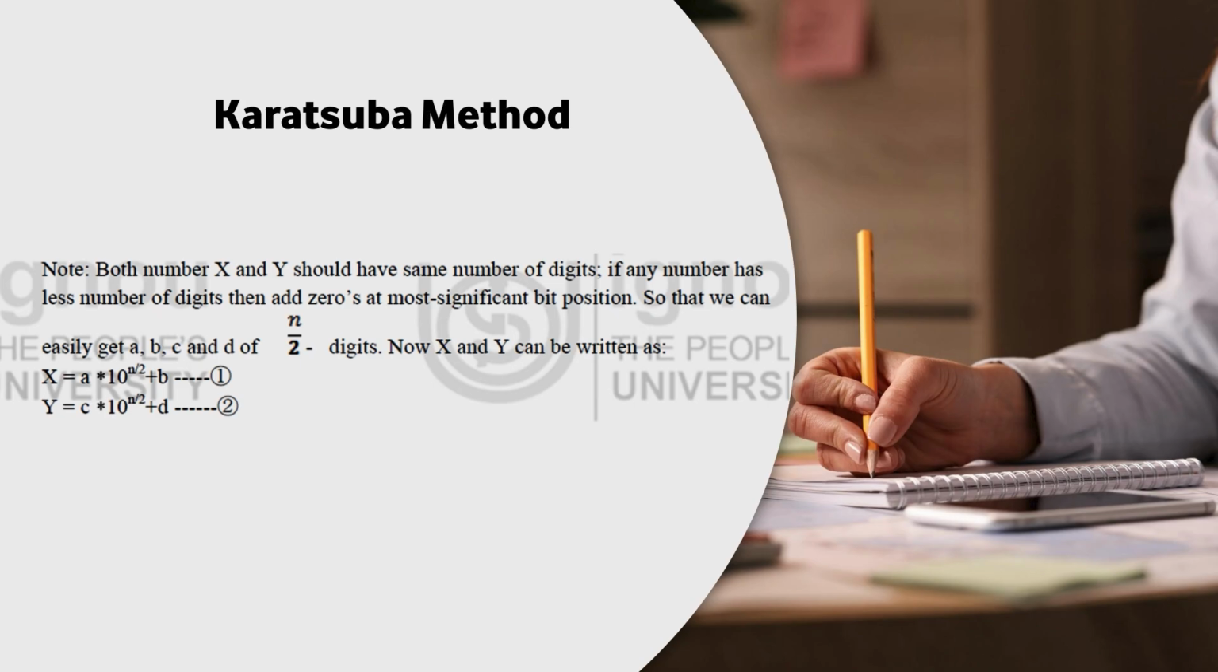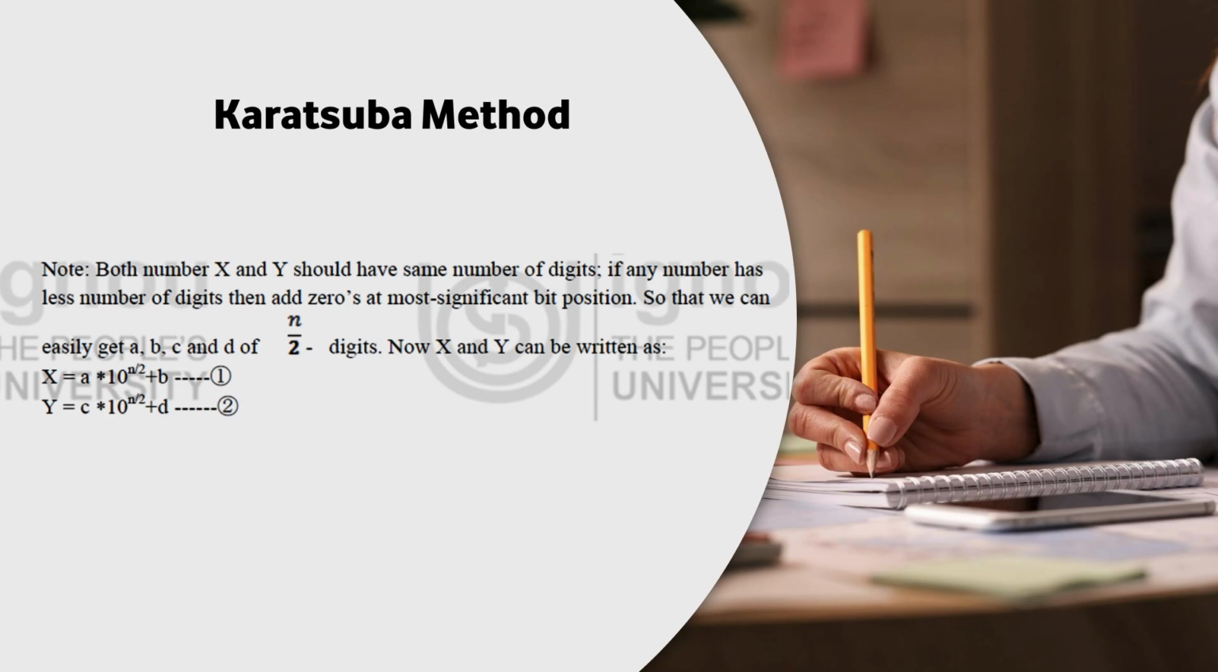Suppose there are 4 digits and 3 digits. Suppose there is a 3 digit number, 389. We convert this number to 0389, so that it becomes 4 digits, because a 0 at the start has no value when you are multiplying. That is why we are adding 0 here.